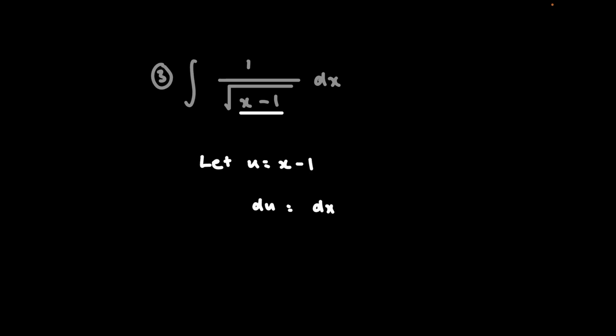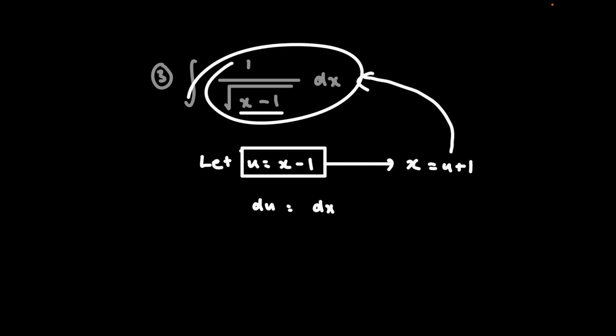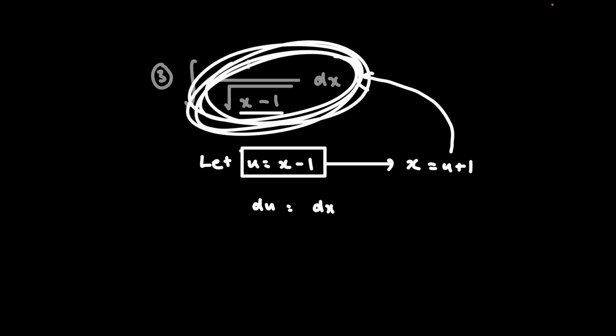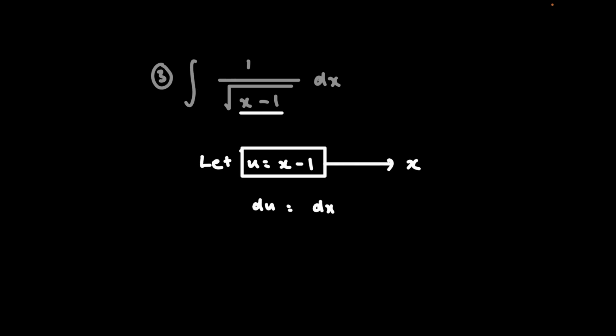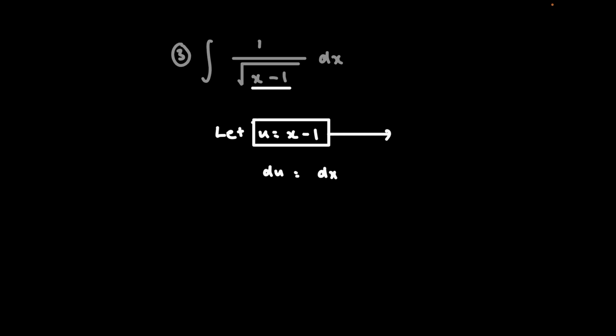du equals dx. And another thing, we do not have to write an equation that rearranges x in terms of u. We do not need to do this here, because in our original question, there are no other x's anywhere. So we can simply write what u is and write what du is. That's why I said in question 1 that we don't always have to rearrange for x, because some questions simply don't need it.